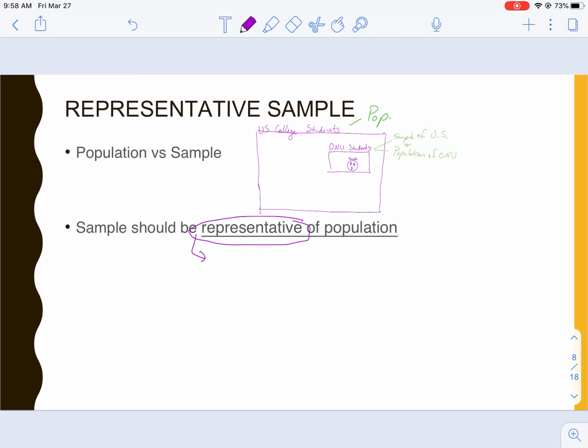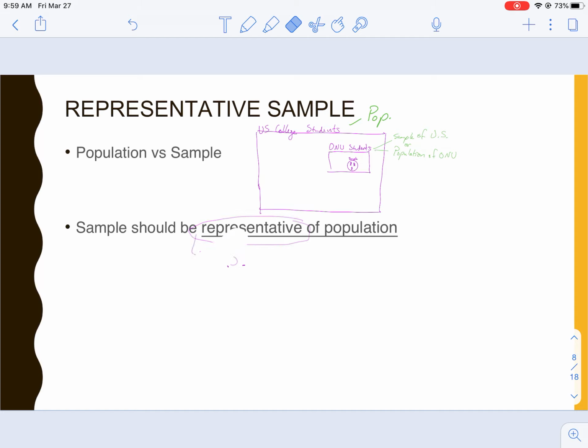And maybe you can think of your U.S. representative in Congress, okay? They're supposed to represent you. They're supposed to really match your beliefs and your opinions, and they are there to represent you as a constituent. Now, when we say a sample should be representative of the population, we want it to match. And so how do we do that?